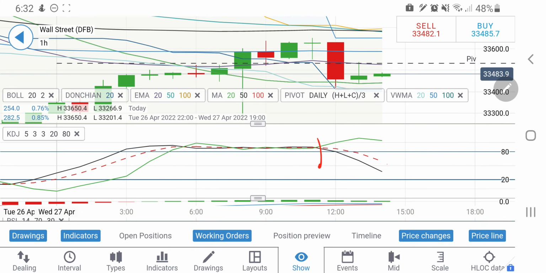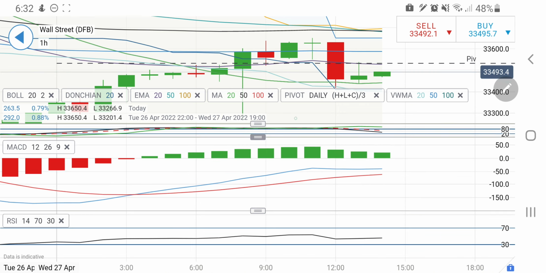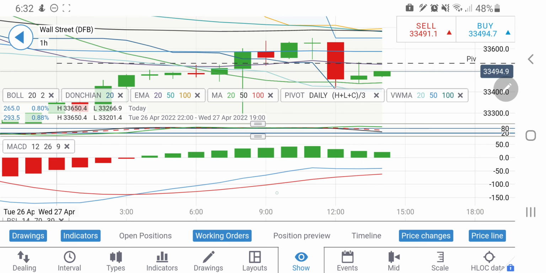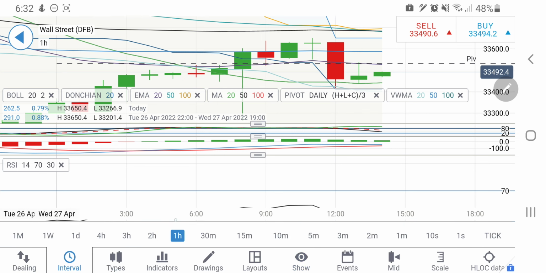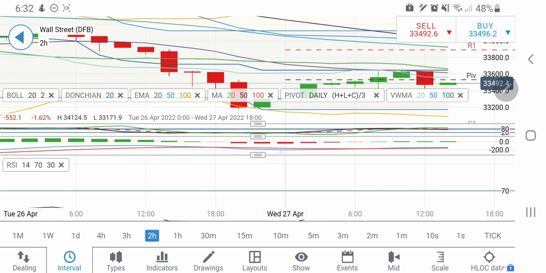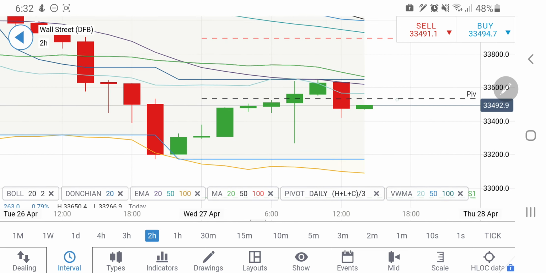The hourly stochastic was overbought. Now looking downwards, MACD is in green, trying to converge and cross over on itself, and RSI is near oversold. And if you look at the 2-hour charts, similarly, minor retracement and then a drop here. Now trying to bounce back again.